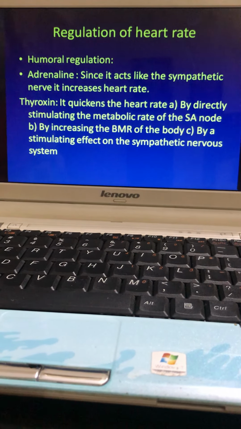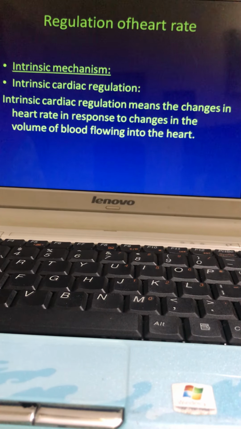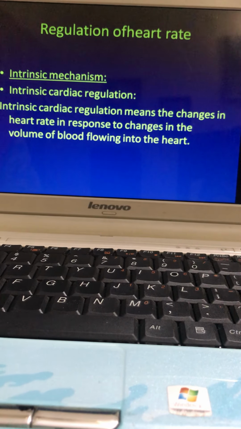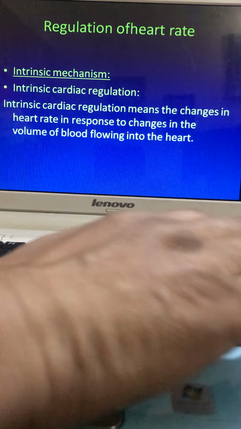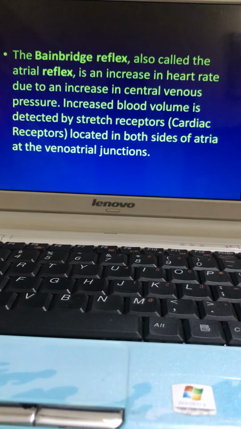Now, intrinsic cardiac regulation means the changes in the heart rate in response to change in the volume of blood into the heart, and also the intrinsic properties of the heart that are not related to the nerves. These are the inherent properties of the cardiac muscle.